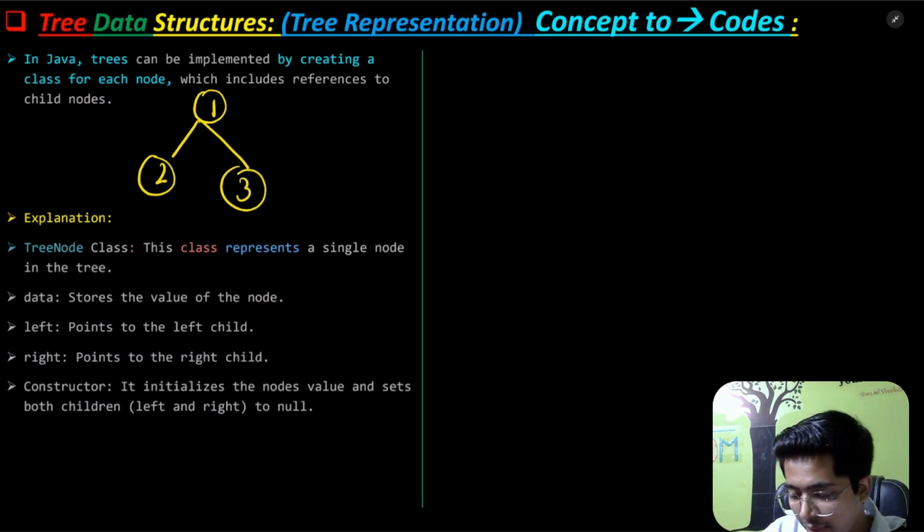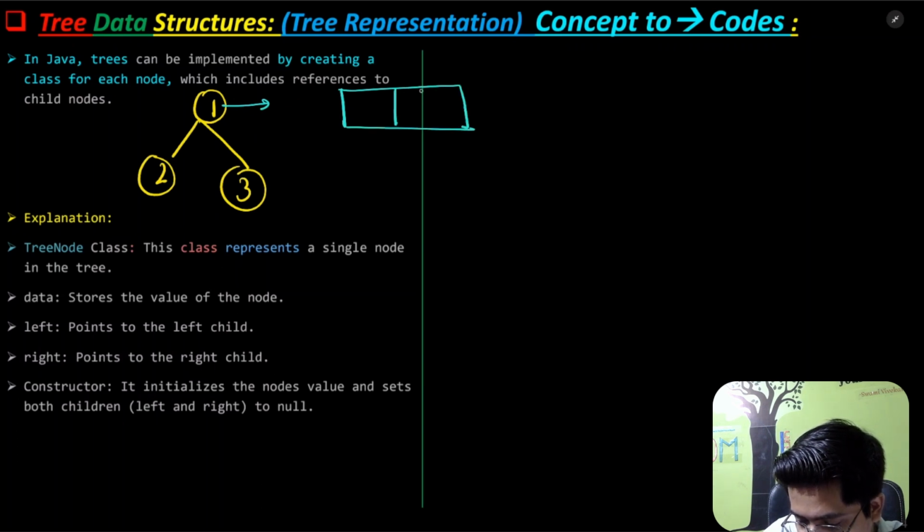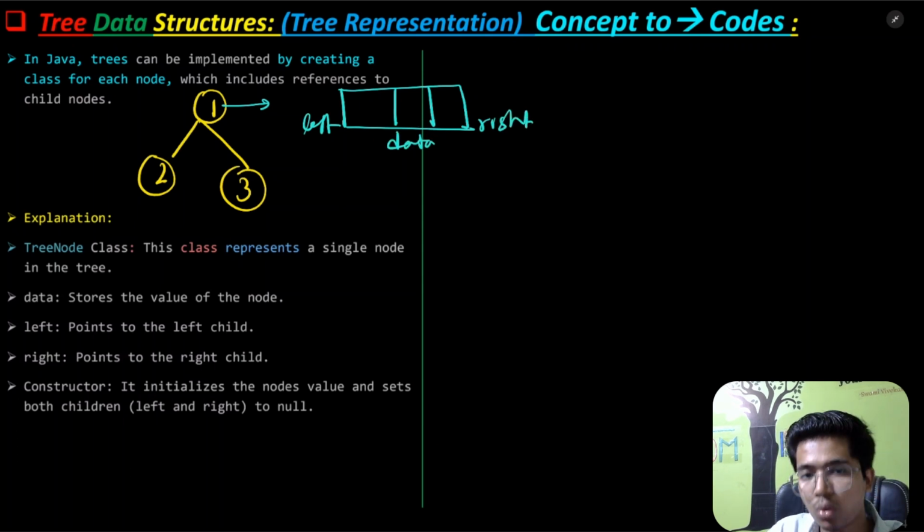This is called a pictorial representation. That means, for better clarity, we just represent it like this. But how it's actually represented in the computer is like this. This node breaks into three parts: this is the left part, this is the right part, and the middle one is called the data part. We'll be calling it data in today's video. Here, in the data part, one is stored.